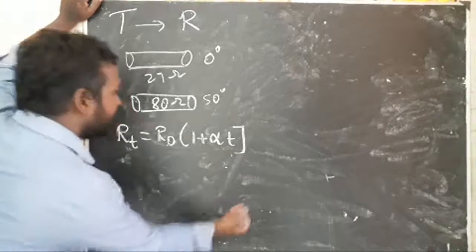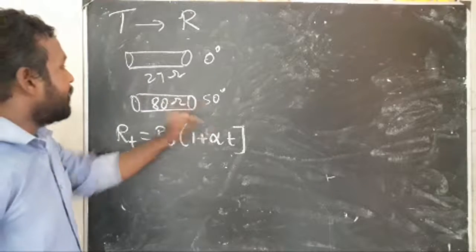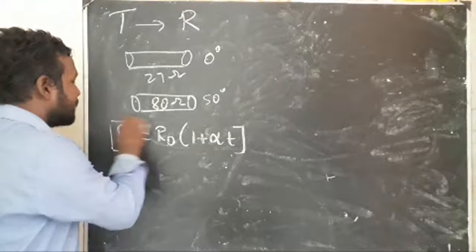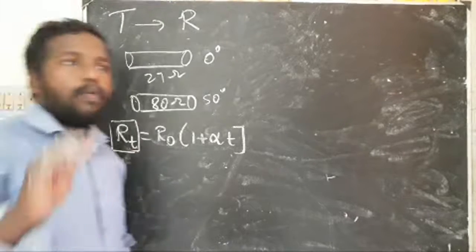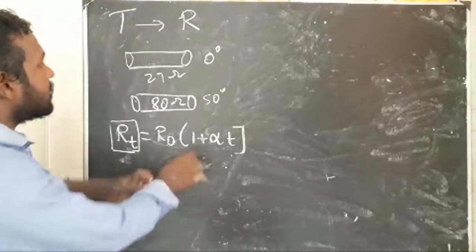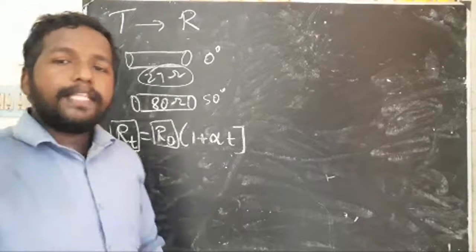What is RT? According to this, RT is 80 ohms, because at 50 degrees Celsius the resistance will be 80 ohms. So RT will be the resistance at a particular temperature. What is R naught? Resistance at 0 degrees Celsius. What is the resistance at 0 degrees Celsius? It's going to be 27 ohms.